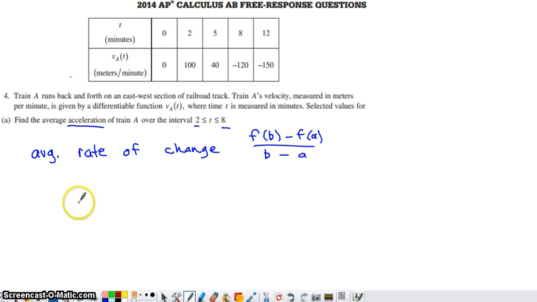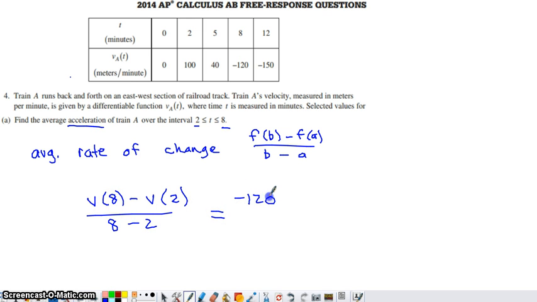So our average acceleration is going to be v of 8 minus v of 2 over 8 minus 2. And if you take v of 8 from out of the table, that's negative 120. And then minus v of 2 from out of the table, so that's positive 100. And then 8 minus 2 is 6. So we're looking at, let's see, negative 120 minus 100 is going to be negative 220 over 6.